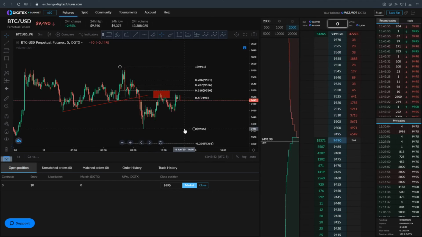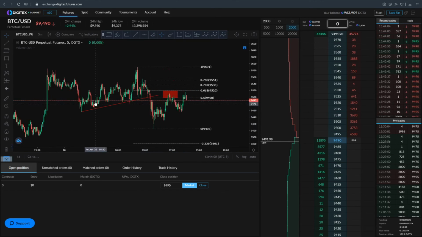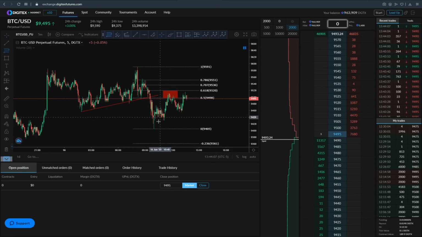I wasn't gonna target the pivot low or the negative 0.236 because this was a little more of a range that we broke out of and not really an uptrend like the previous two examples. It's more of just a sideways range that we broke out of. So what I did is I entered the 0.5 and then I targeted the 0.5 on the move down.